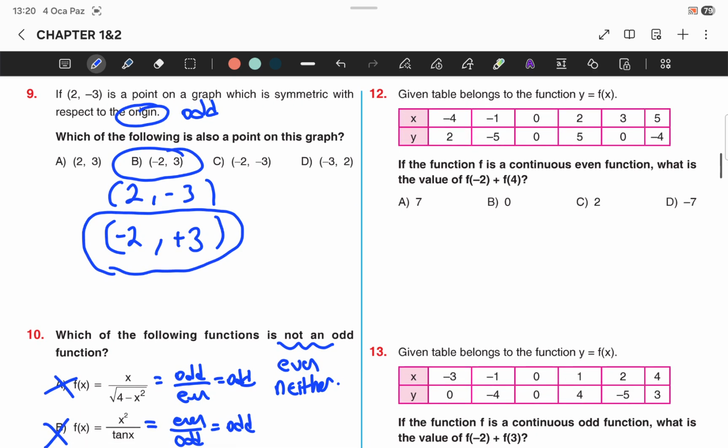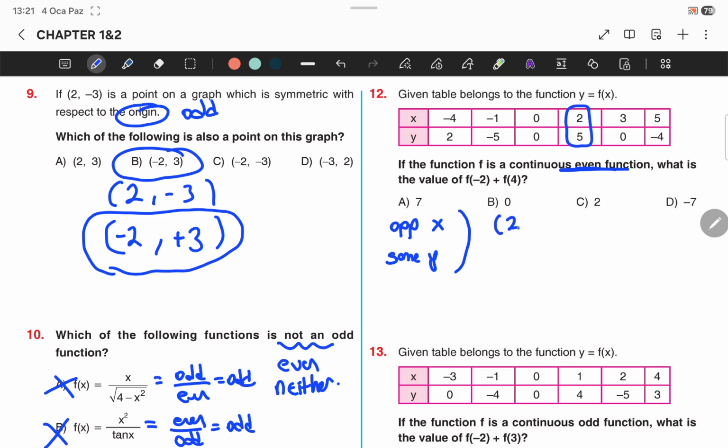Alright. This is a table question. If the function is continuous and even, what is the value of that here? Guys, this is the table question. For the even function, you know that we have to know one thing: it is opposite x, same y. First of all, it's negative.